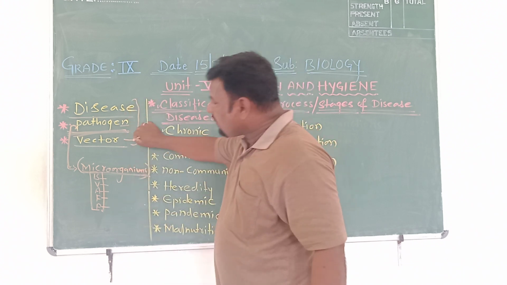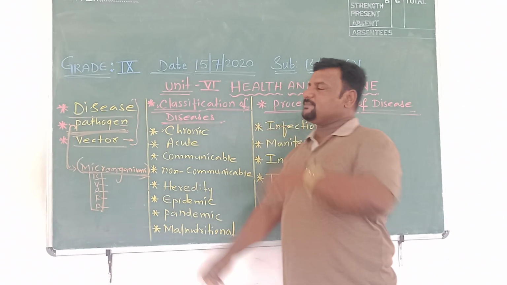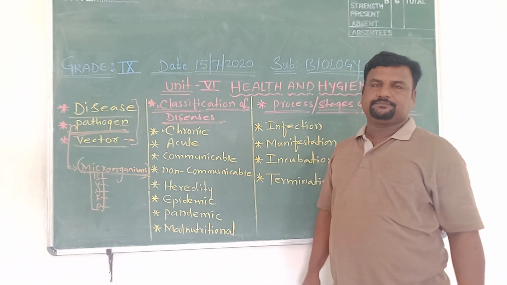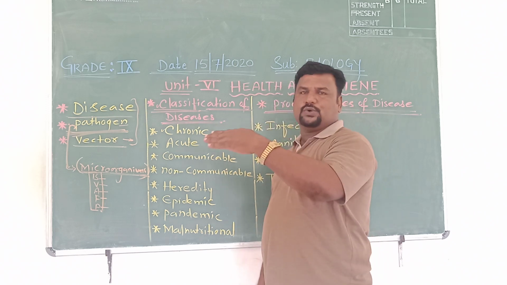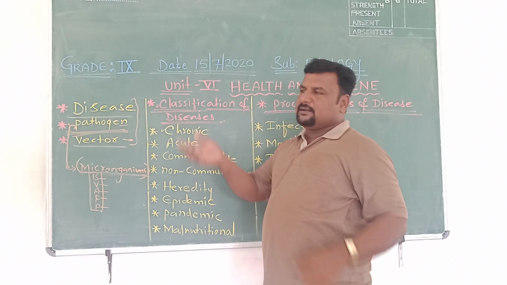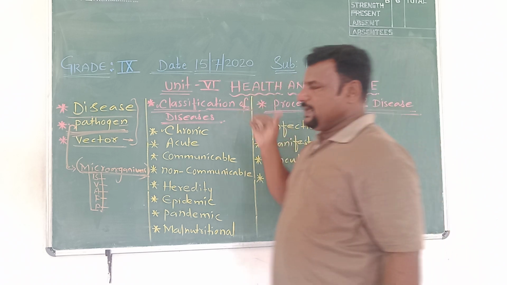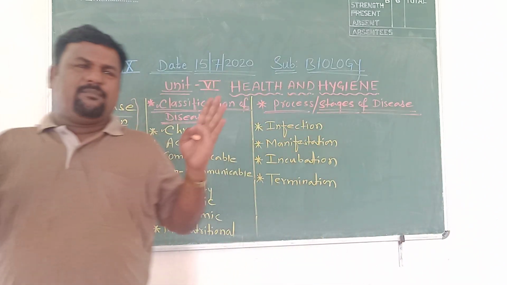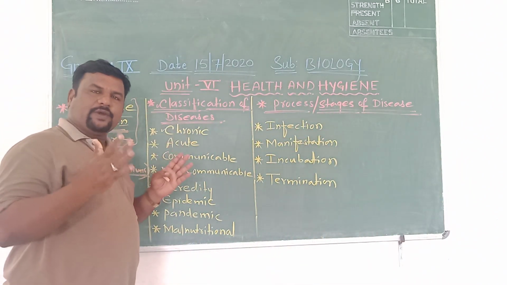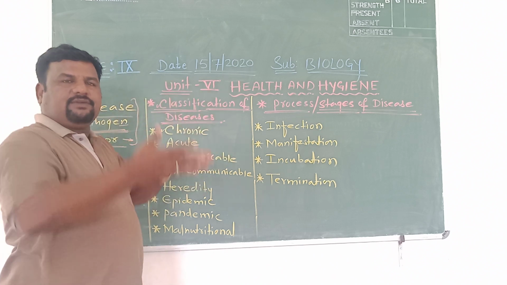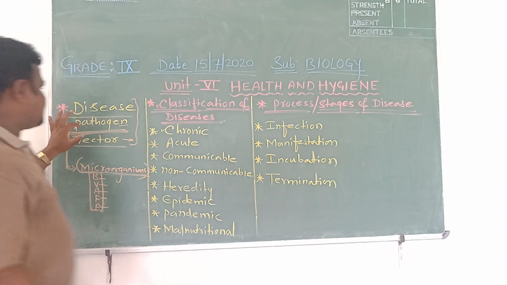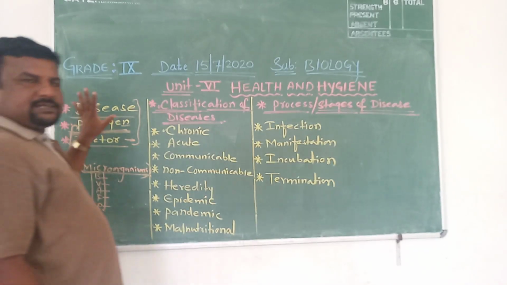And what is the vector for malaria? The female anopheles mosquito is the vector. The mosquito comes and bites us. During the bite, the pathogens living in its body, several malarial parasites, Plasmodium, are released into our body and we get malaria. So this is the difference between pathogen and vector.